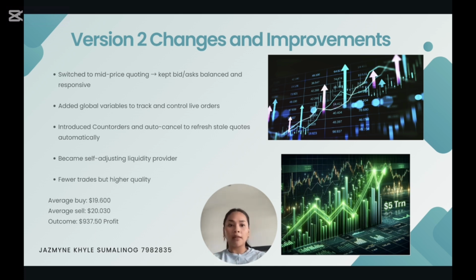These changes made the algorithm faster, smarter, and more adaptive, and it executed only 8 high quality trades, buying at $19.60 and selling at $20.03. This generated a profit of $937.50. Ultimately, version 2 met all four market making goals. It was able to provide liquidity, capture the spread, control the risk, and react dynamically to market changes. By transforming the code from static to adaptive, it could continuously quote, manage risk, and generate consistent profit.